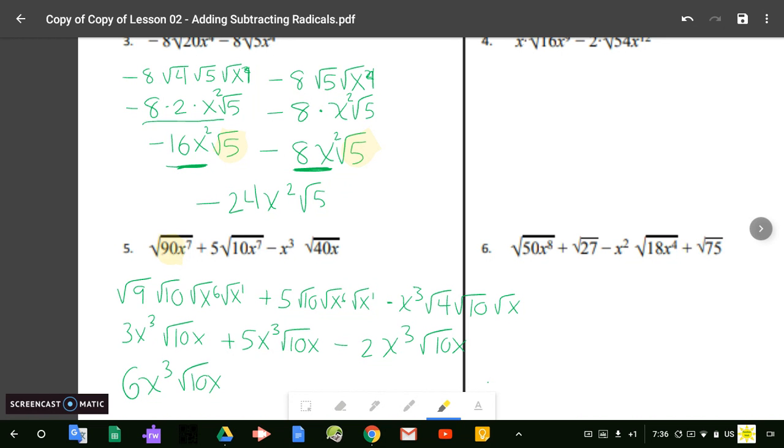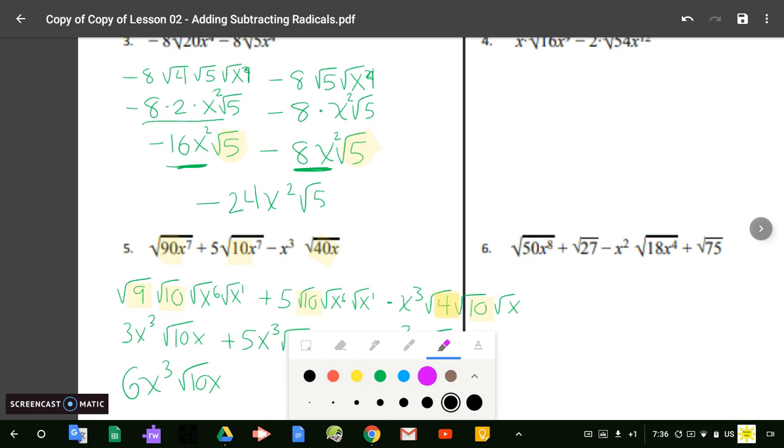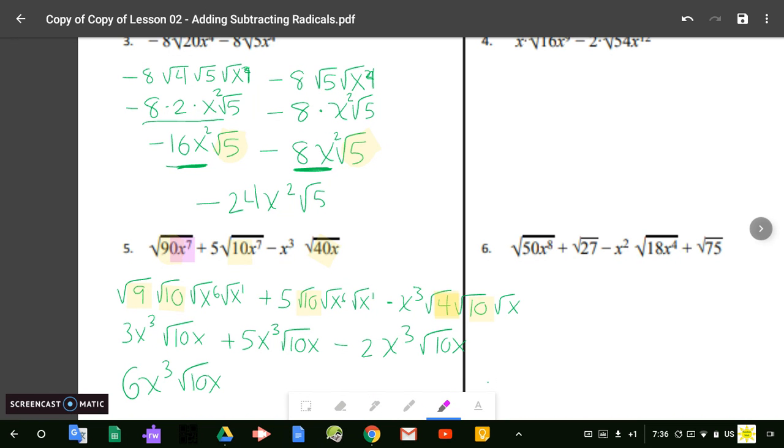Number 5 works in a very similar fashion. I break down the 90 into 9 and 10. The 10 for this radical stays on its own. The 40 breaks down into 4 and 10. Similarly, when you look at x to the 7th, remember, to be a perfect square variable, you need to have an exponent that's divisible by 2, or something even. So we break the x to the 7th down as x to the 6th times x to the 1st. x to the 6th is a perfect square. When I take the square root of it, the exponent gets cut in half. It becomes x cubed. So same idea here from that x to the 7th. This x stays on its own.